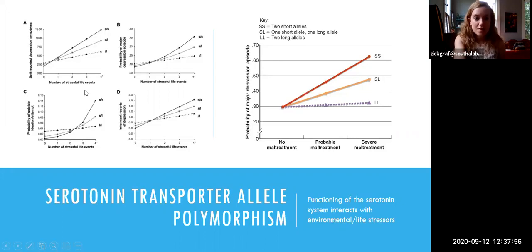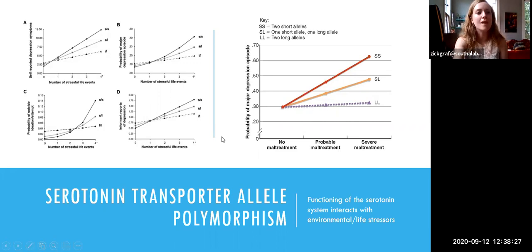The stressor doesn't have to be as severe or chronic as child abuse, so I wanted to include this figure to illustrate that. This is a study that looked at serotonin transporter gene polymorphism and just the number of stressful life events in general that someone was exposed to. And these stressful life events included things like a relationship breakup, being fired, losing a loved one, moving to a new place. So it was kind of a range of stressful experiences, but less chronic and less severe than child maltreatment.